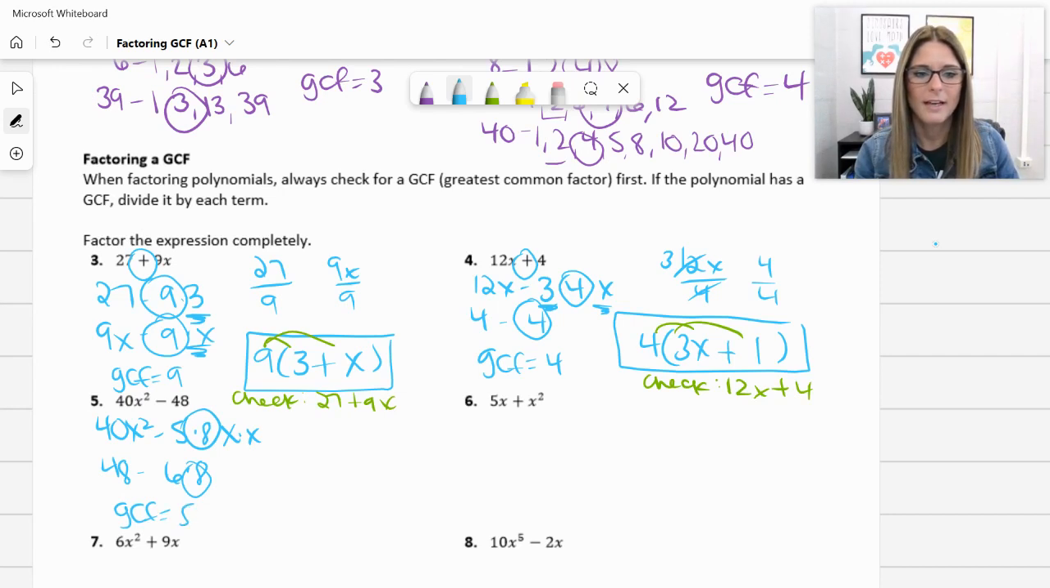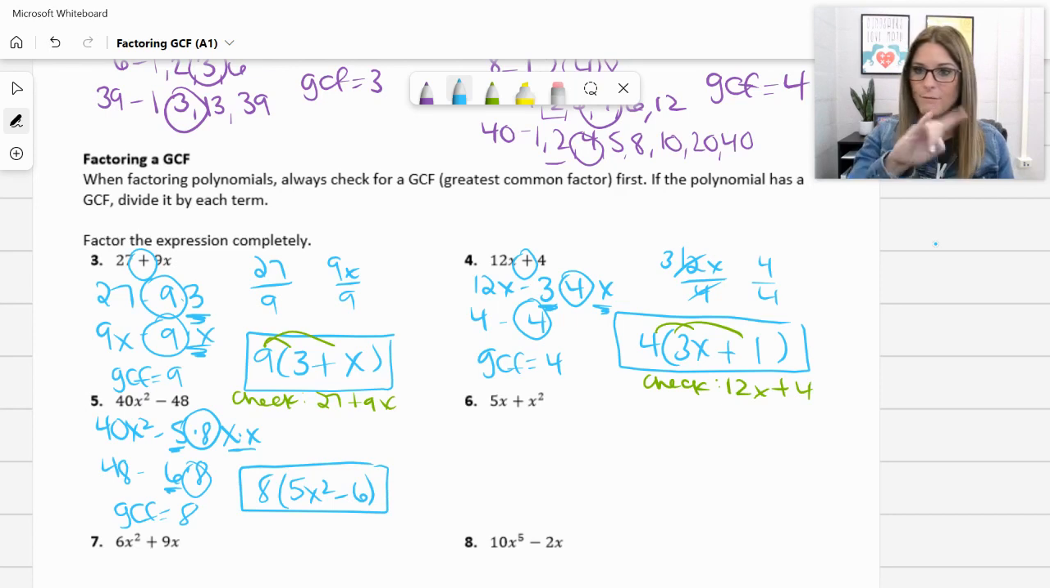GCF of 8. So we have 8 times, what do we have left? A 5x squared minus, when you divide 48 by 8, we're left with a 6. So final answer, factored with a GCF of 8 times 5x squared minus 6. You can check it, multiply back through, and I'm going to get that 40x squared minus 48. Let's try number 6. 5x plus x squared.